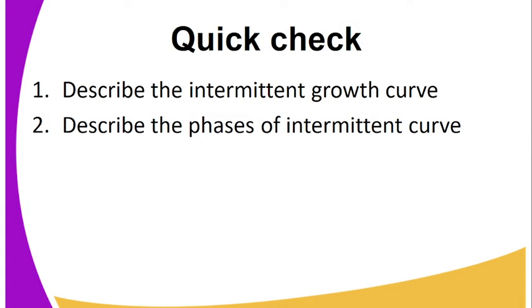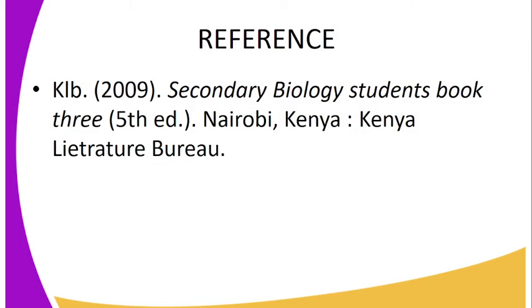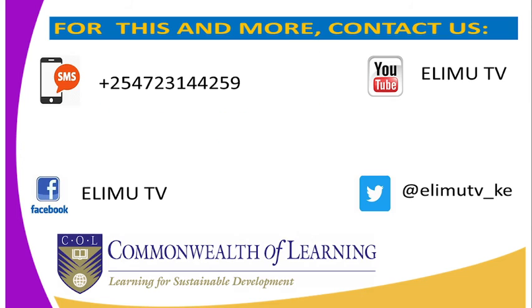So we've come to the end of our lesson. And I have an assignment for you guys. Number 1, describe the intermittent growth curve. And number 2, you have to describe the phases of intermittent growth curve. So in reference, you can study KLB Secondary Biology Student Book 3, that is the 5th edition.